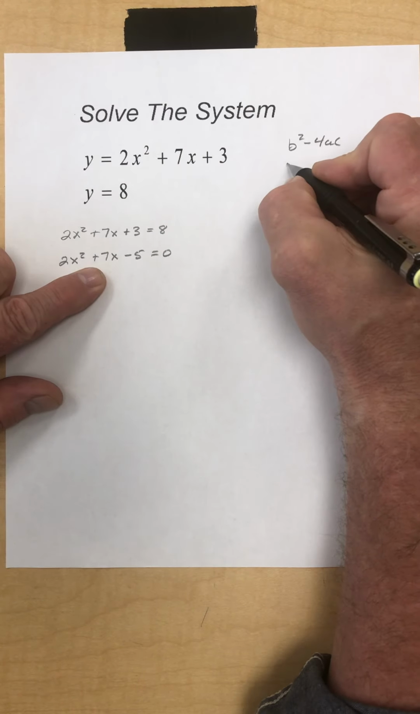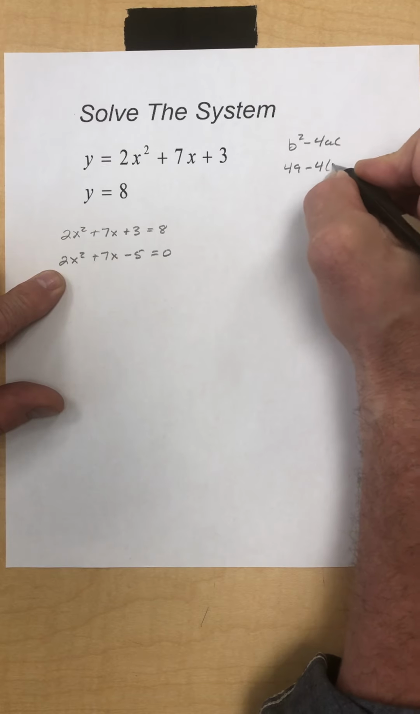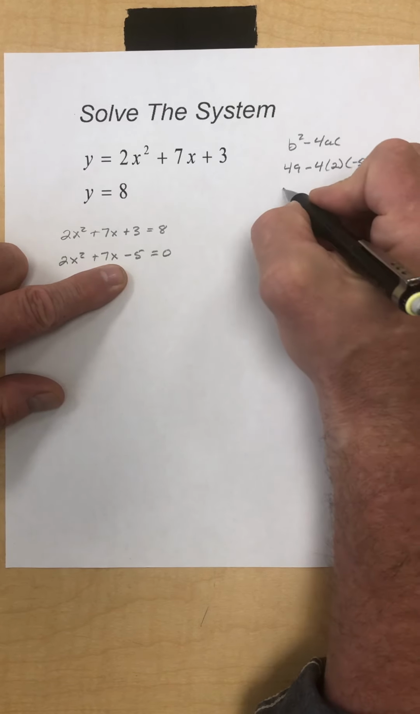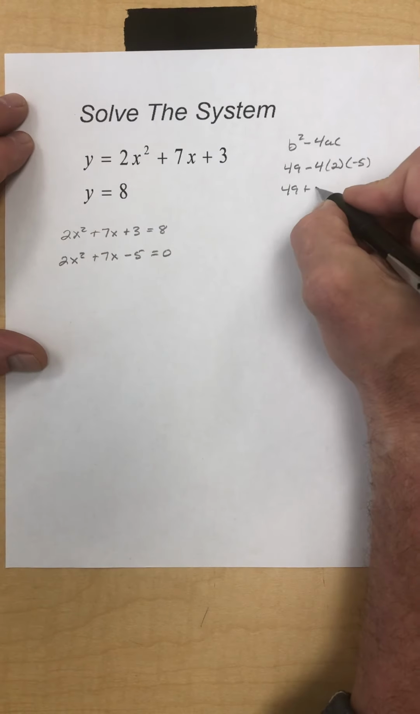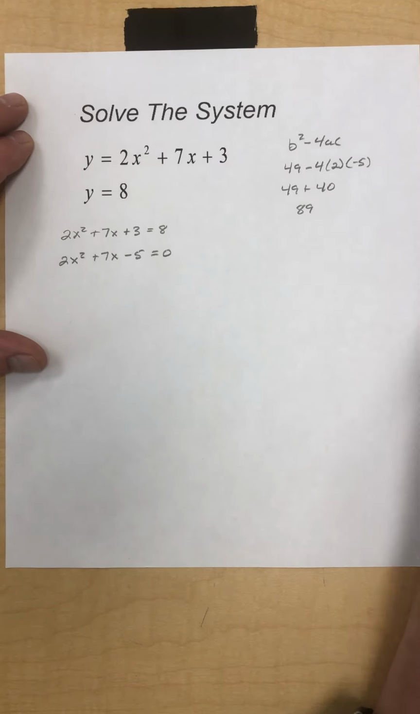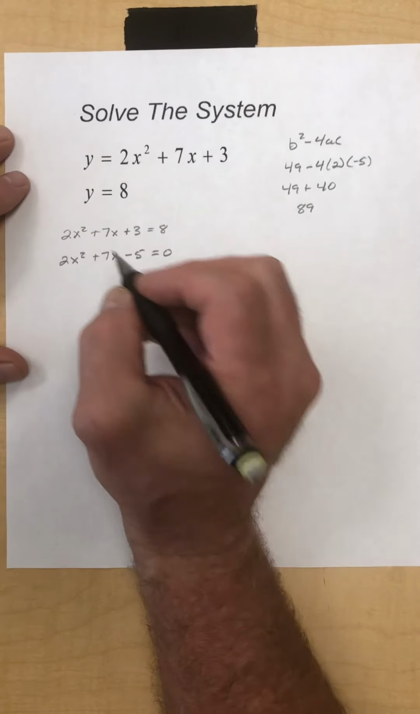So let's see, 7 squared is 49 minus 4 times 2, times -5. So that is 49 plus, that'd be 40. So I'm getting 89, and 89 is definitely not a perfect square, so it does not factor. Okay, all right, so let's see.